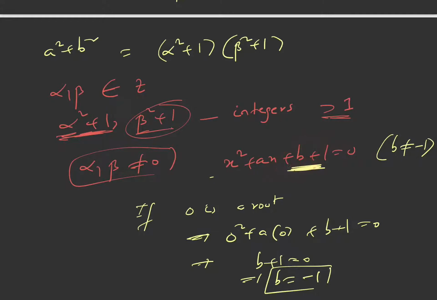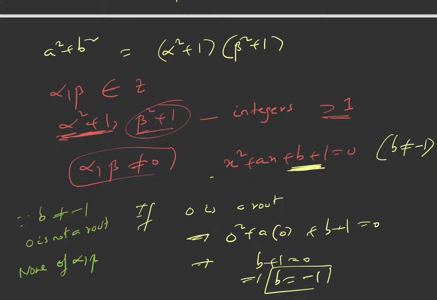If the constant term is missing, then only 0 will be a root of a quadratic equation. 0 is a root means 0 square plus a into 0 plus b plus 1 should be 0, and for that b should be minus 1, but it is not possible because it is given that b is not minus 1. So 0 cannot be the root, which means none of alpha and beta are equal to 0, right? So since b is not equal to minus 1, 0 is not a root. It means none of alpha and beta are equal to 0.